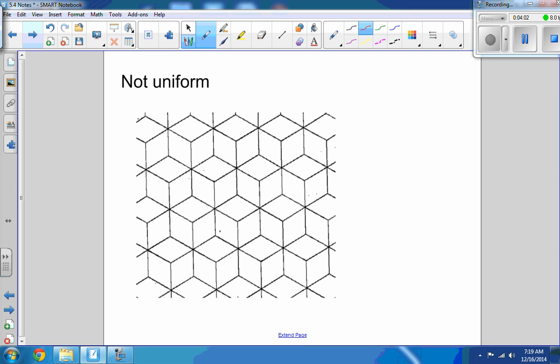Not uniform is when that's not the case. So in other words, look here. This vertex is created by the intersection of 3 shapes. But then look, this vertex is the intersection of 6 of the shapes. So it's not uniform.